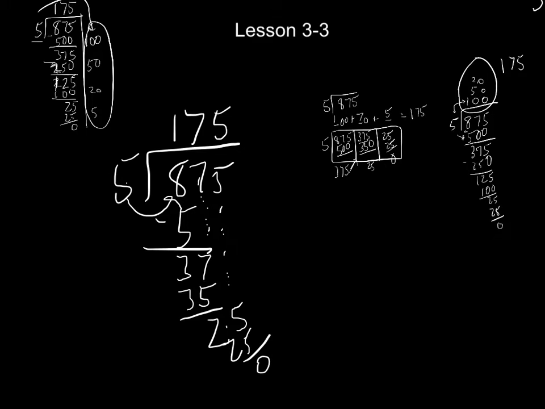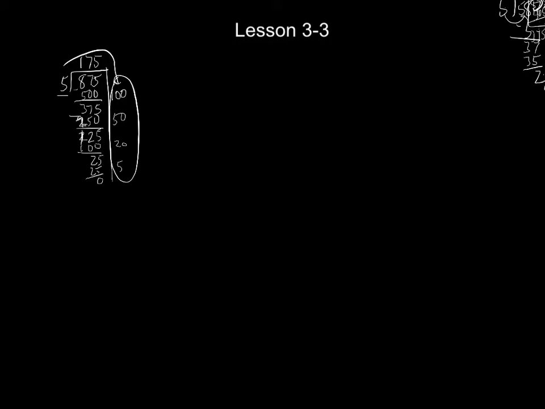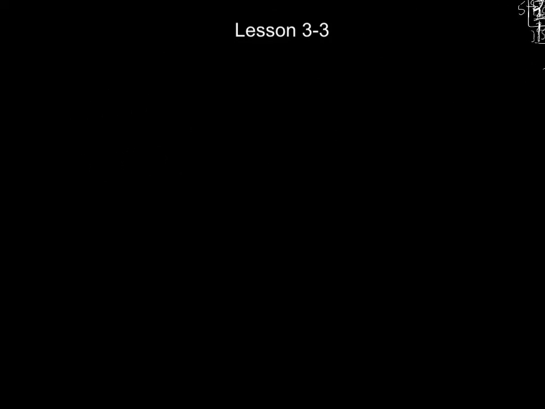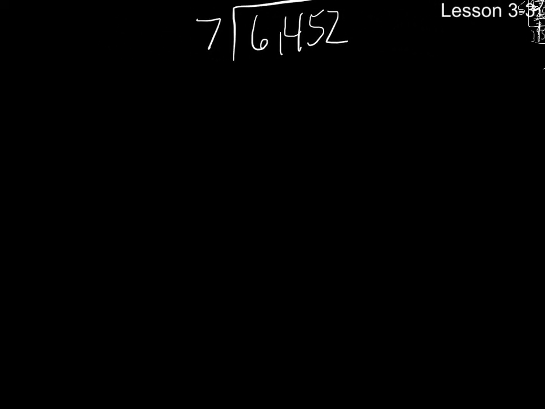Alright, so those were the 4 methods to solve that one problem. So I'm just going to kind of get them out of the way now. And I'm going to give you a 4-digit dividend. Let's do 7 going into 6,452. Okay. I'm going to kind of just move this out of the way. I'll sit right up top because hopefully I can do more than one method without having to shrink it down.